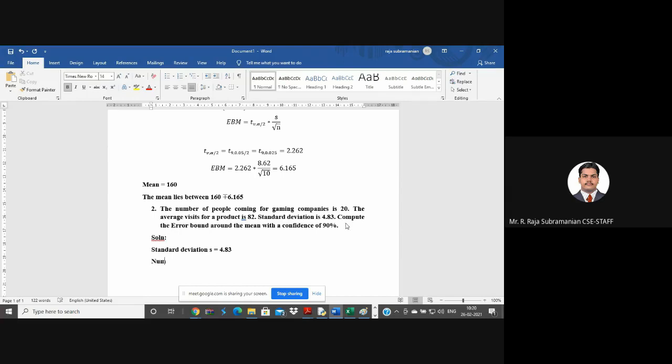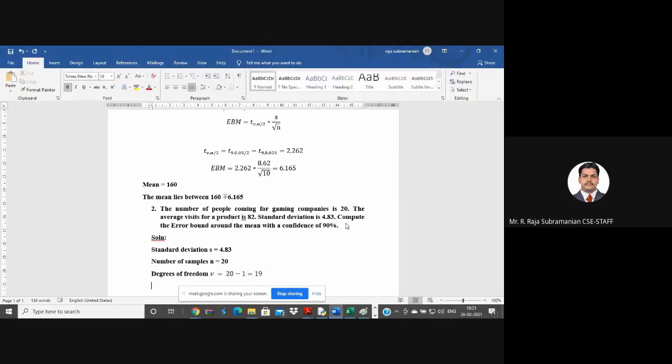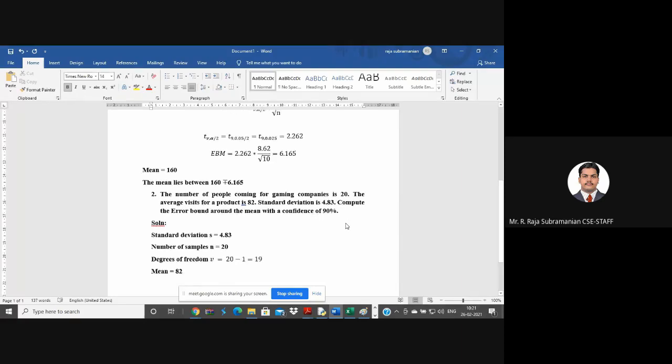Next, number of samples is 20. Next, degrees of freedom V is equal to 20 minus 1, which will be 19. Next, I want this particular mean value. Mean is equal to 80. Now I have everything ready.